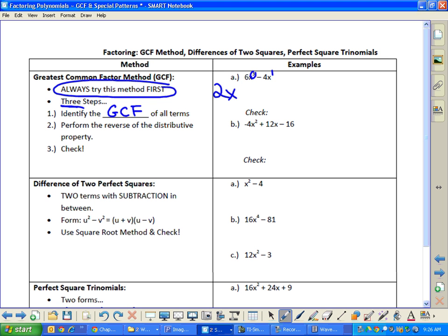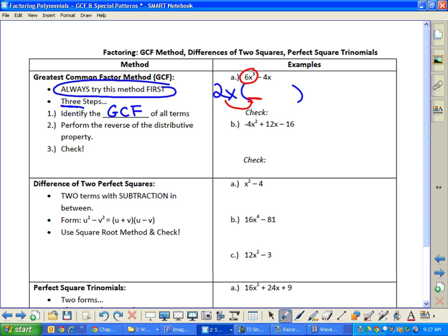We're all good? Okay. Now that's step 2. I open up a set of parentheses that sort of mirrors the original shape and size of the polynomial I'm trying to factor. And then I ask myself, well, 2x times what would get me back to 6x to the third? And you could break that down into smaller bits if you would like.